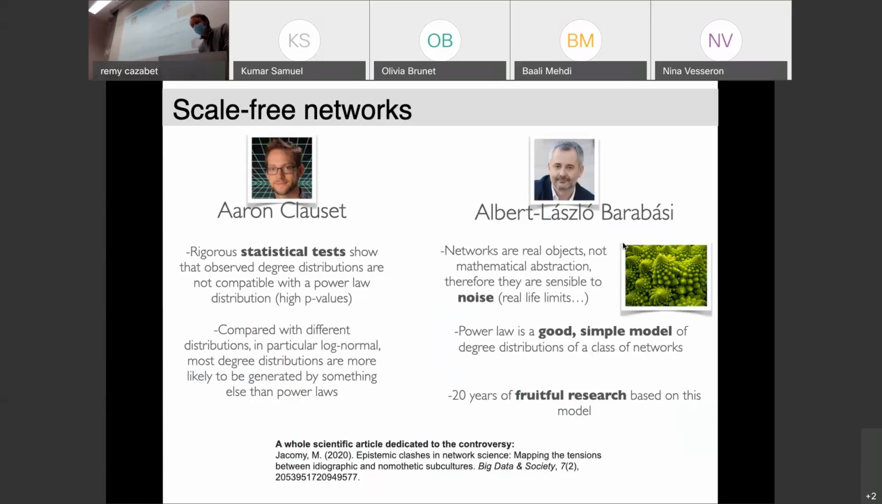The vision of Barabasi is different. This vision is that what is interesting to have is a good model. You need a model which is simple and which explains reality. So networks are real objects. The argument against the argument of Clauset is that networks are real objects. They are not mathematical abstractions.